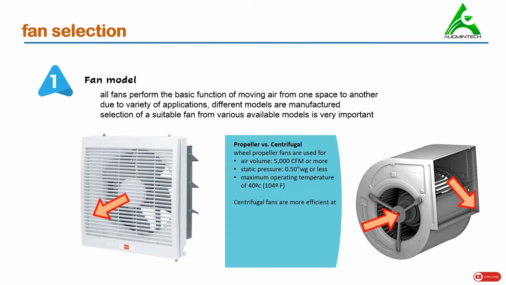The centrifugal fans can also move 5000 cfm or more, and the static pressure they can overcome is 0.5 inches of water column or more. So if there is a choice between axial fan and centrifugal fan to move air above 5000 cfm, either of them can be used. But if it is required to have static pressure overcome above 0.5 inches of water column, then centrifugal fans are used. Centrifugal fans produce less noise, and they can also operate up to a maximum temperature of 40 degrees centigrade.